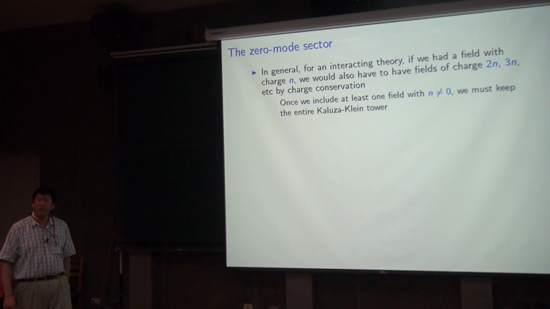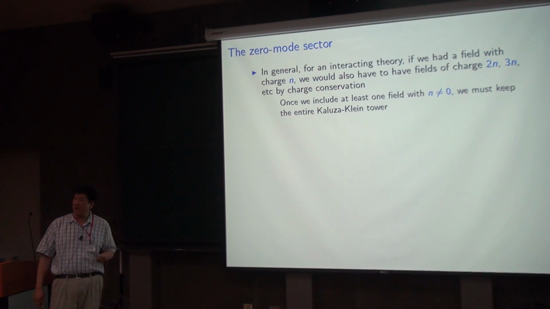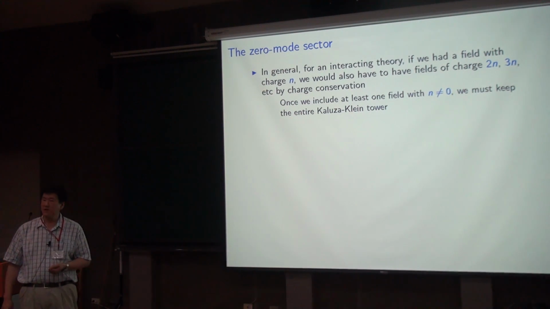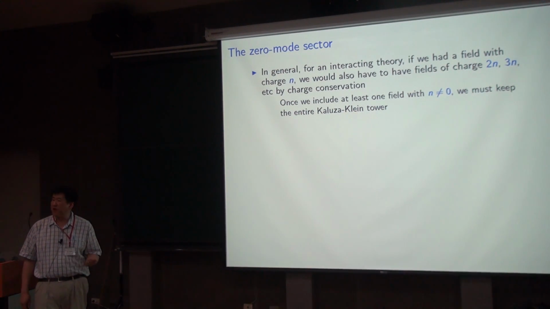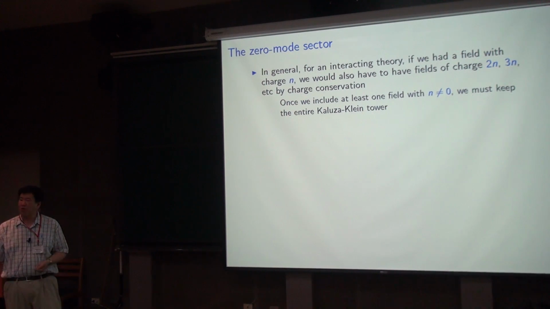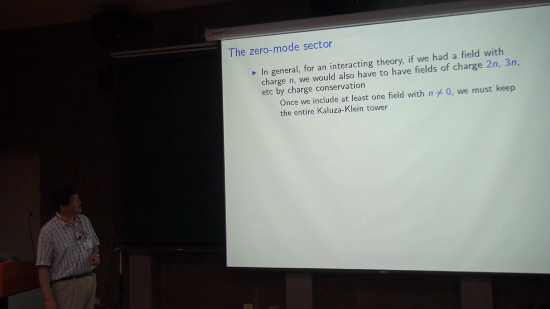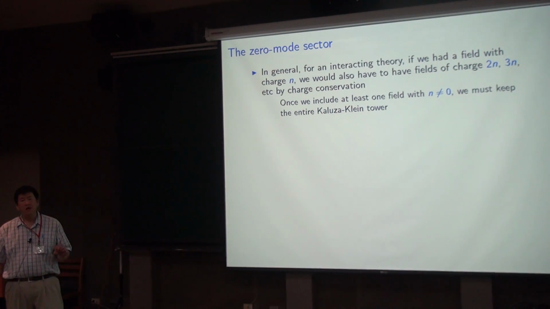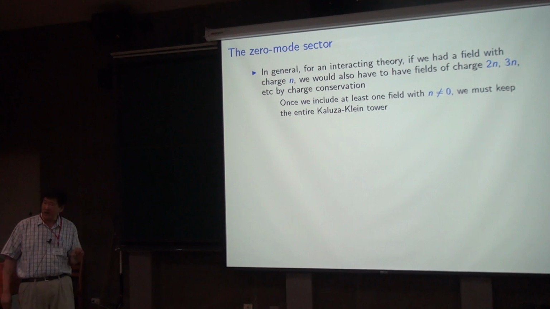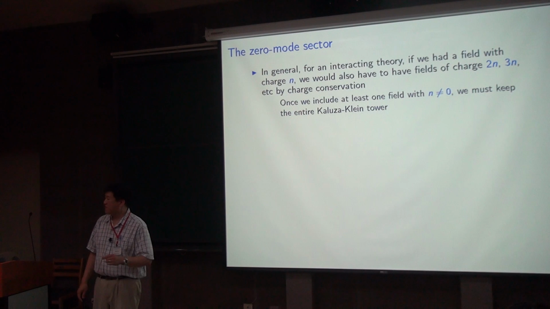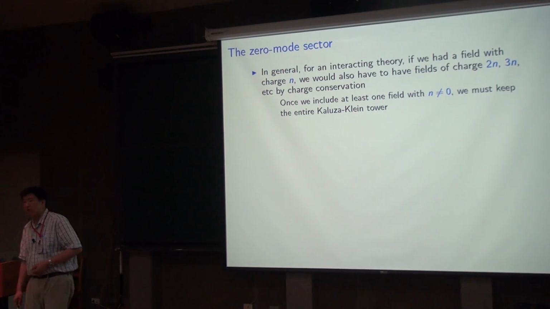So if I had two particles of charge 1 and they were allowed to interact, charge conservation says if they join together, they sort of form a particle of charge 2. If a particle of charge 1 and charge 2 interact, they can form some state with charge 3, and so on. So it's an interesting phenomenon. Now once I include one of these Kaluza-Klein modes with non-zero charge, and if it has interactions, then it should be able to provide a source for additional modes with more charges as well.